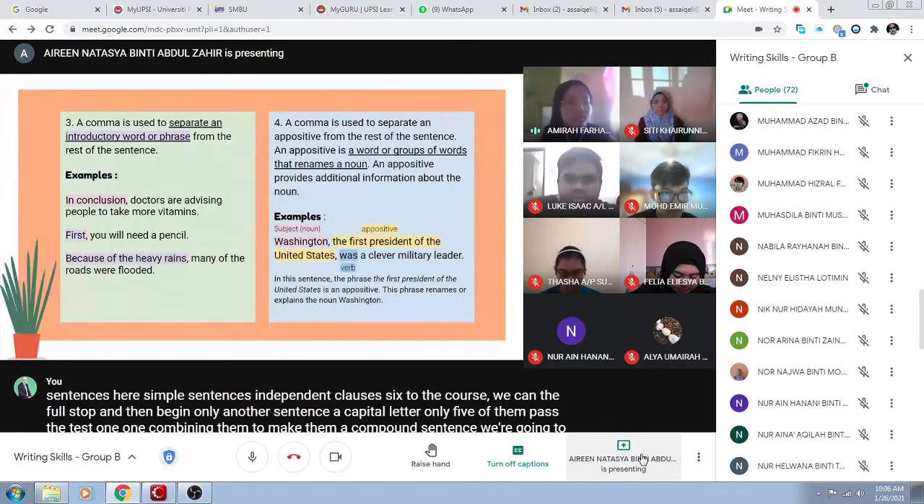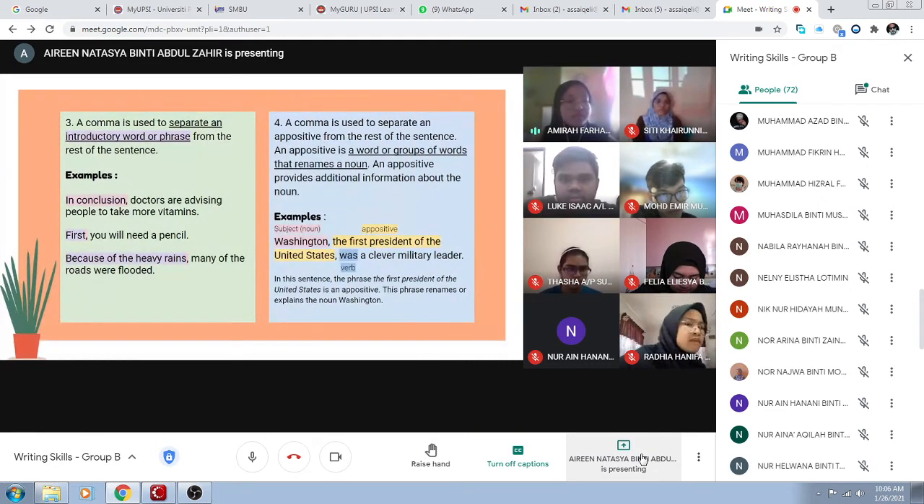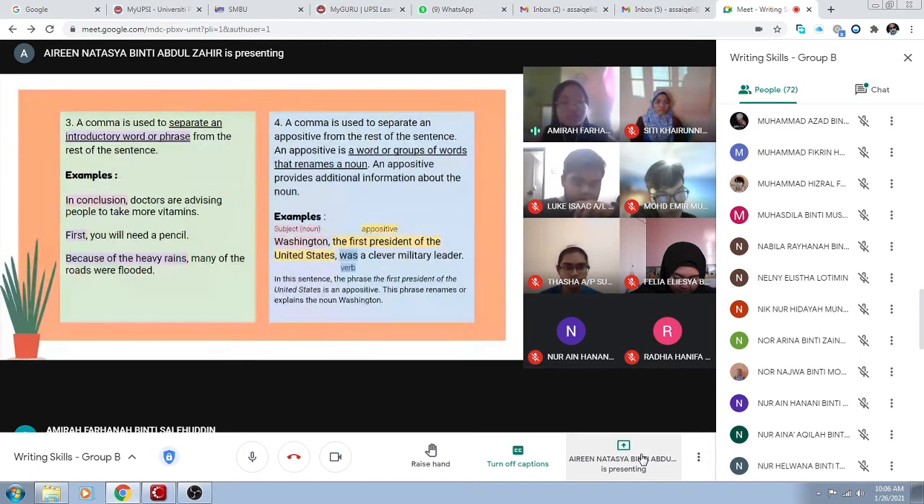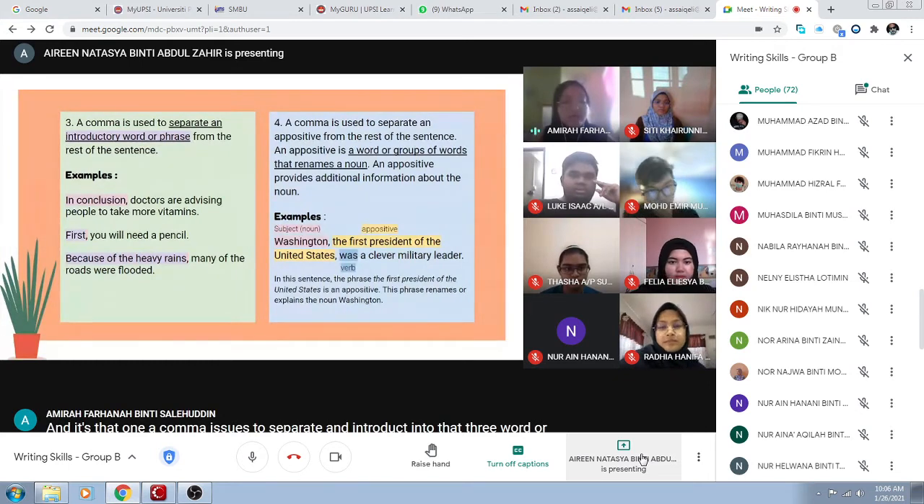The third one, a comma is used to separate an introductory word or phrase from the rest of the sentence. For example, in conclusion, doctors are advising people to take more vitamins. First, you will need a pencil. Because of the heavy rain, many of the words were flooded.